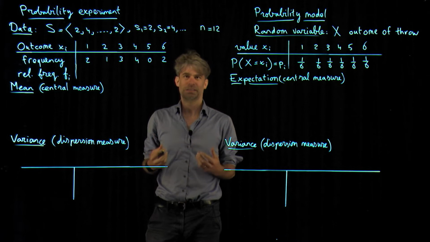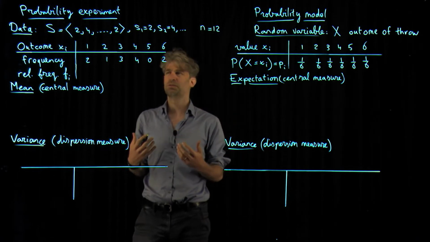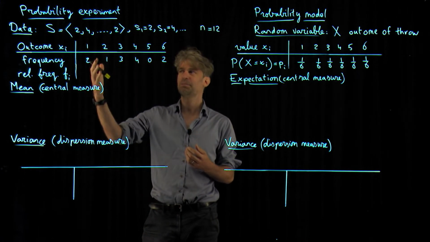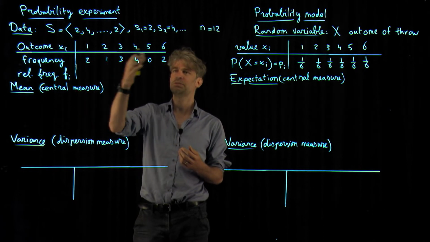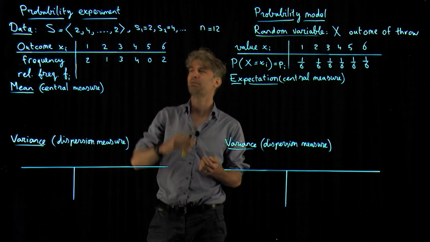And in statistics we order this data, and one of the first things you do is order according to outcome. So there are 6 possible outcomes, and I put a table here with the frequency for each outcome, and if I'm correct these numbers add up to 12.